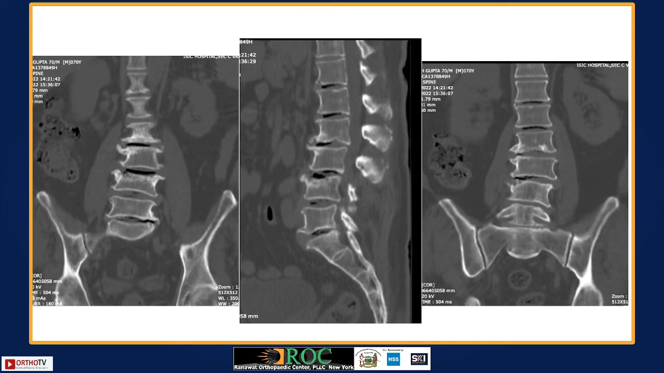So are you anxious about, the OLIF puts a lot of energy on the end plates. Are you anxious about the L4, L3 end plate not holding on and having subsidence, or is it okay for you?